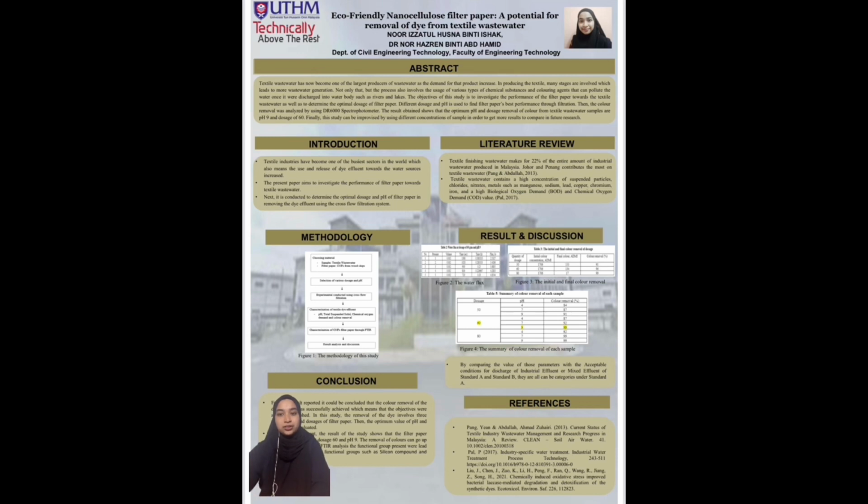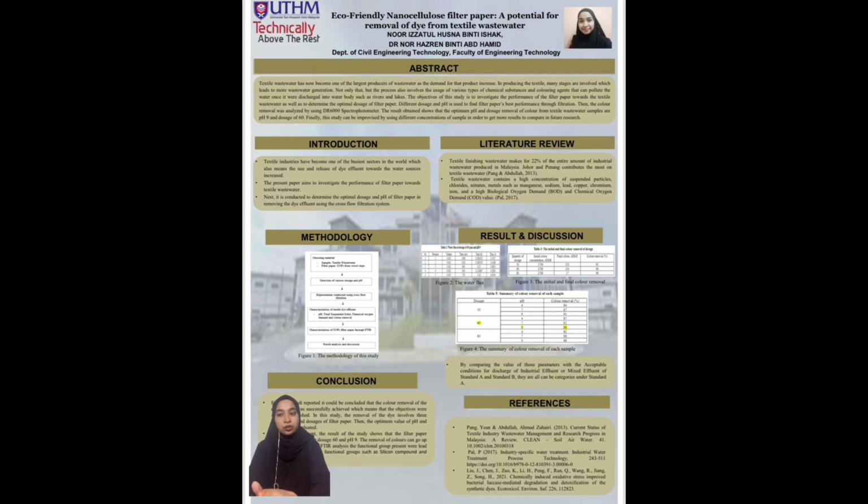The objective of the study is to investigate the performance of the filter paper towards textile wastewater, as well as to determine the optimal dosage of the filter paper used. Different dosage and pH are used to define the filter paper's best performance through filtration. Then the color removal was analysed by using the DR6000 spectrophotometer.